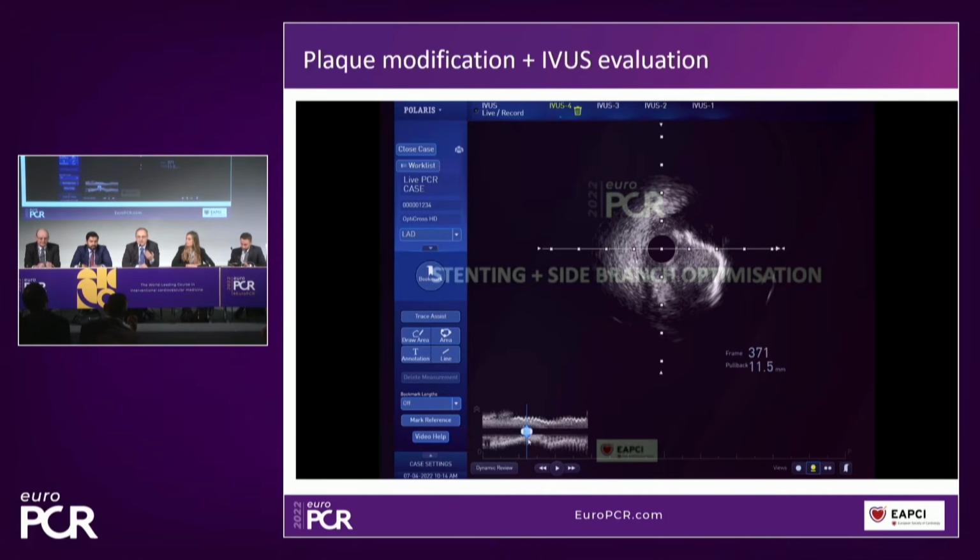Let's move on next to the image that we've got after cutting balloon. I want to, again, pick your experience on image interpretation. We have seen James Pratt quite satisfied about the result of plaque modification. What do we need to see on the IVUS image to say I'm satisfied with plaque modification?